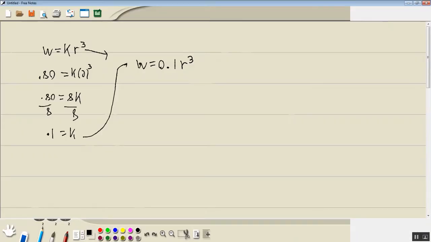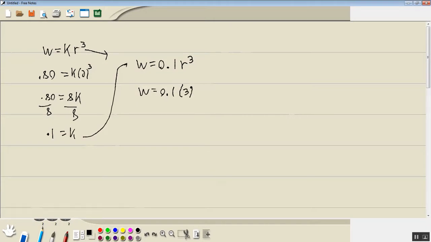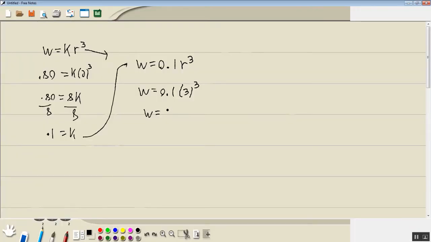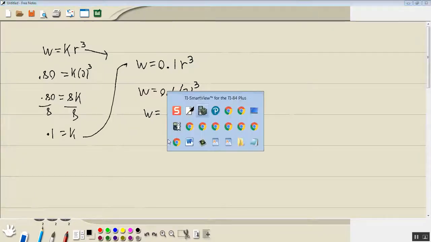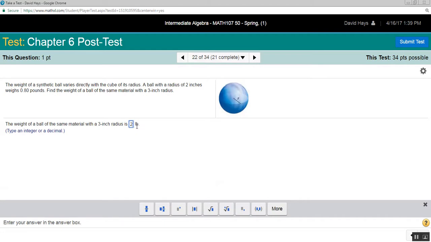Find the weight. So we want to find W, the weight of a ball with the same material with 3-inch radius. So R is 3. So we got 3 to the 3rd. 3 to the 3rd is 27 times 0.1 is 2.7, I think. But let me check. I'm not very good at decimals. 0.1 times 27 is 2.7. And answer-wise, what does this say? Type an integer or a decimal. So it'd be 2.7 pounds.